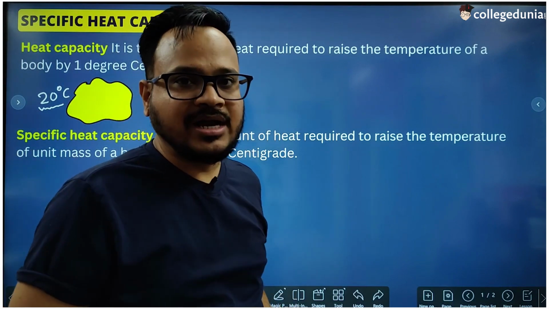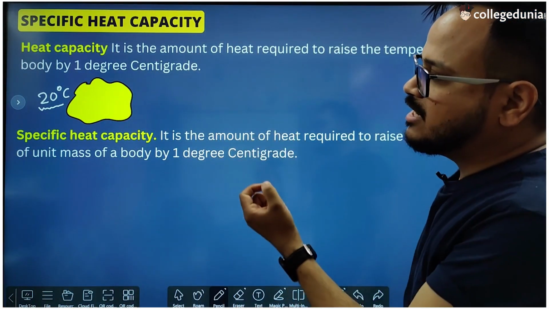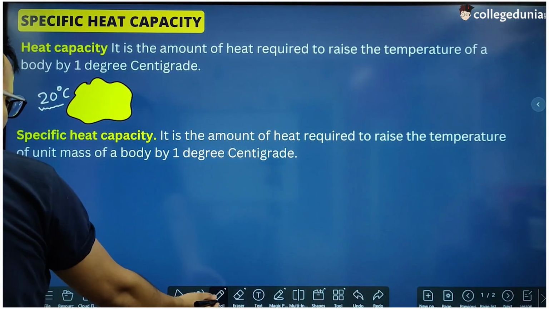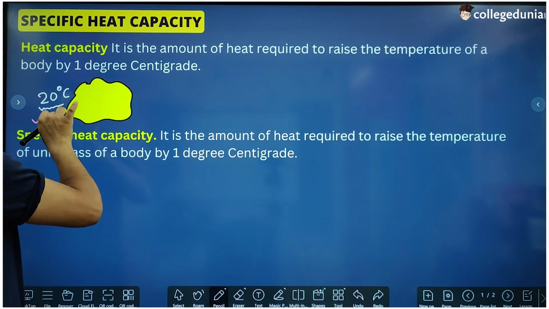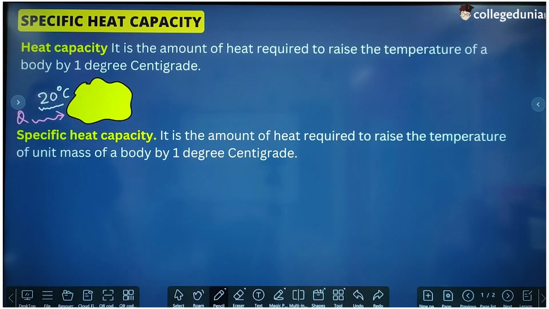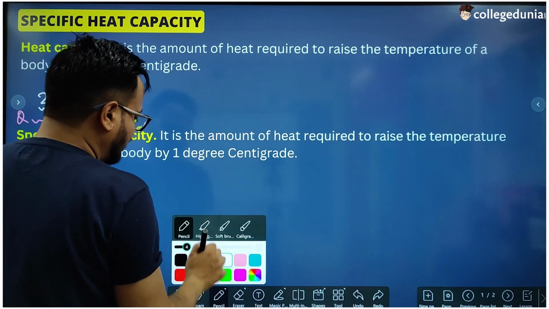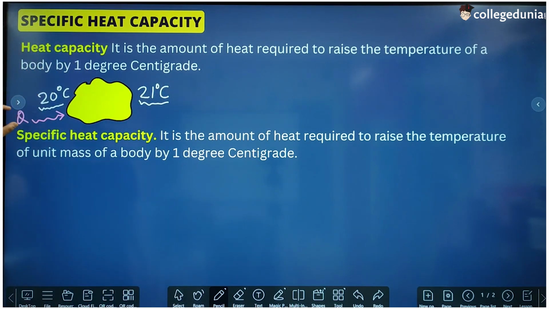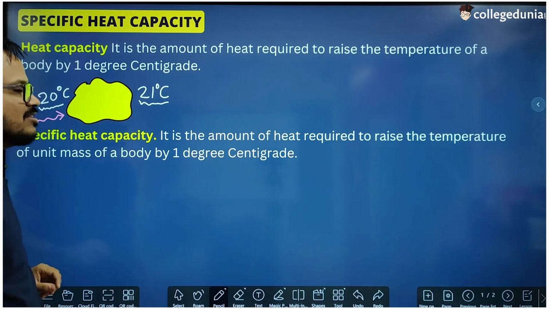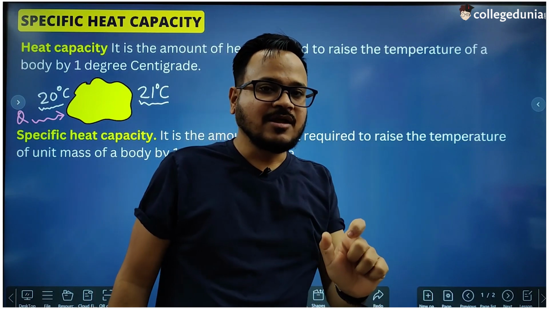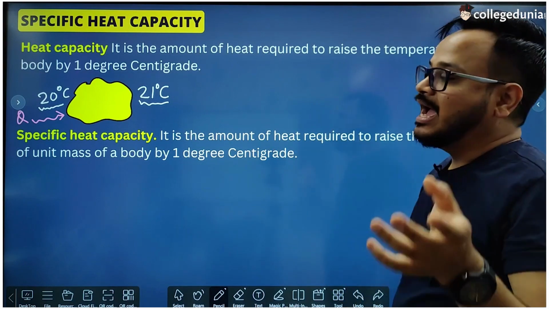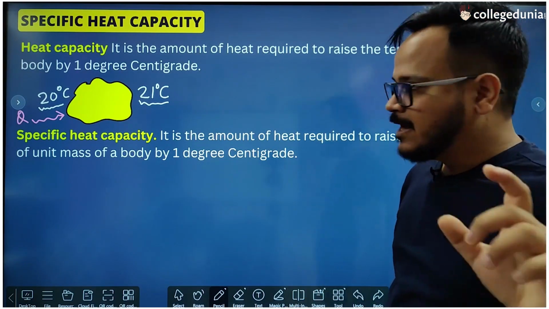So how much heat is required to increase the temperature of this body from 20 degrees centigrade to 21 degrees centigrade? Now suppose we have started heating this body, and a heat Q is supplied to the body such that the temperature of this body is now 21 degrees centigrade. So we will simply say that Q amount of heat is required to increase the temperature of this body from 20 degrees centigrade to 21 degrees centigrade. That means Q heat is required to increase the temperature of this body by 1 degree centigrade, and that is called the heat capacity of this body.